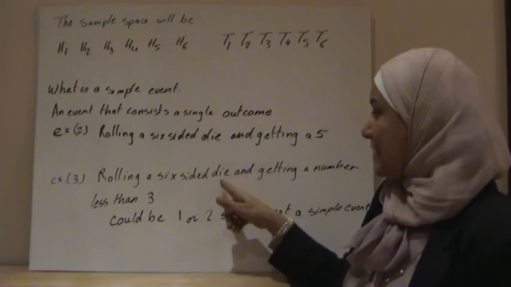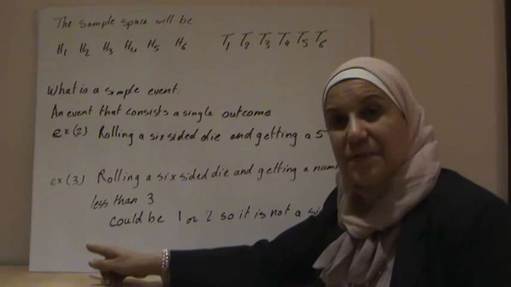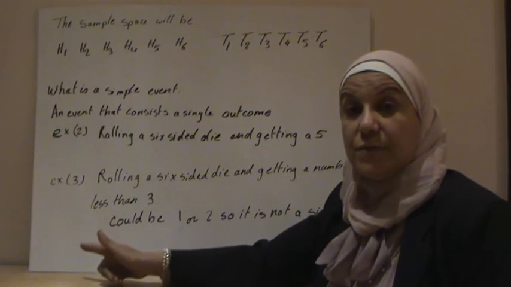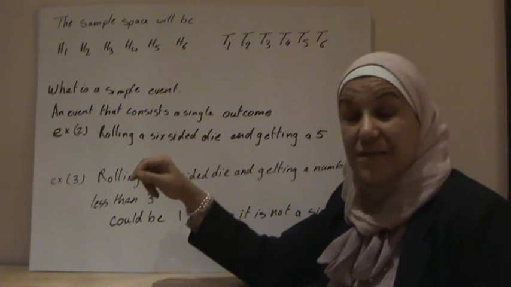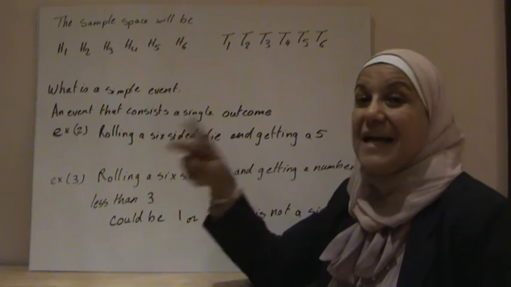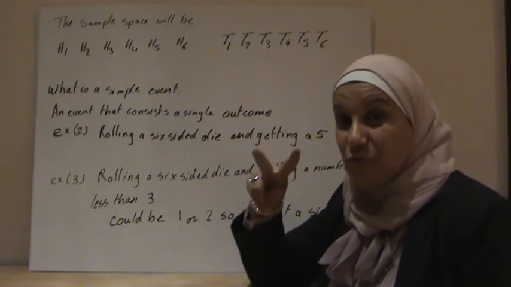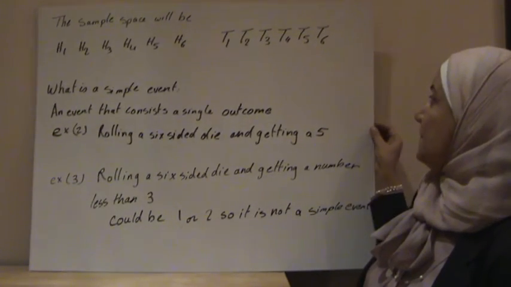Rolling a six-sided die and getting a number less than 3. How many numbers less than 3 do we have in a die? We have 1 and 2. So is it a simple event? No, it's not a simple event. Why? Because I have 2 answers in my sample space. I have 2 answers, so it cannot be a simple event.